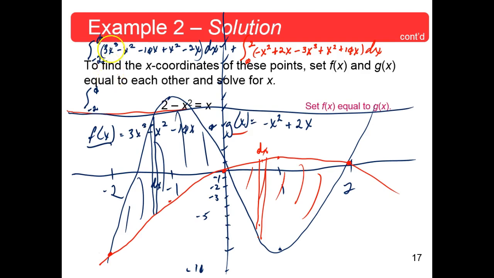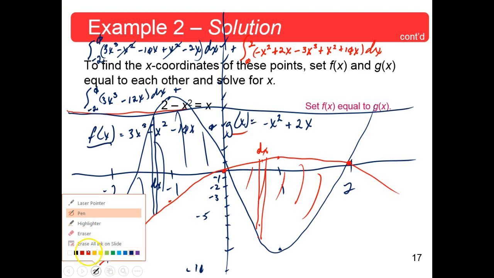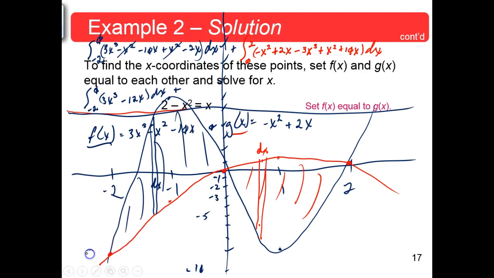Okay. So what we got here is a 3x cubed. That's the only cubic term. And you have a minus x squared and a plus x squared. They add to 0. That's pretty nice. And then you have a minus 12x. So that's going to be our integral here for the first one, plus, and then let's go back to red, not that we have to, it's just sort of fun to do.